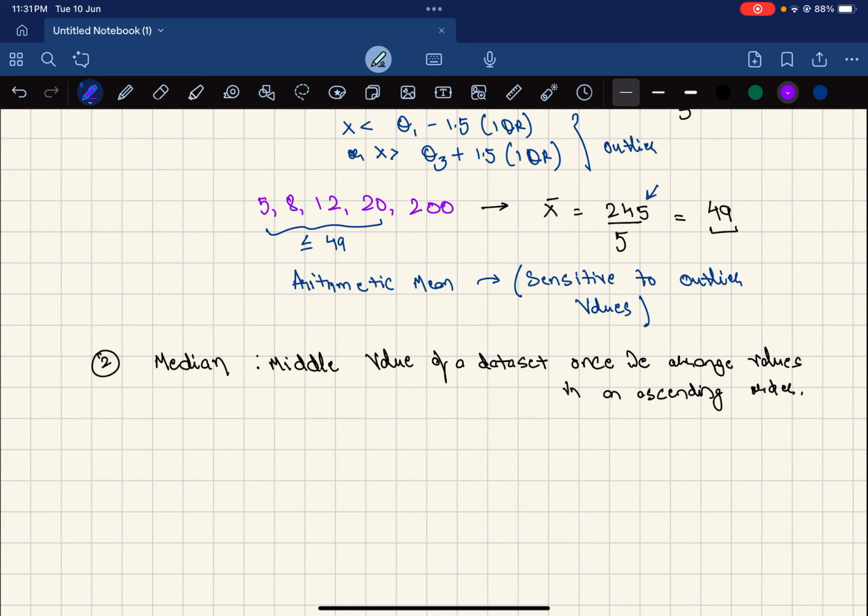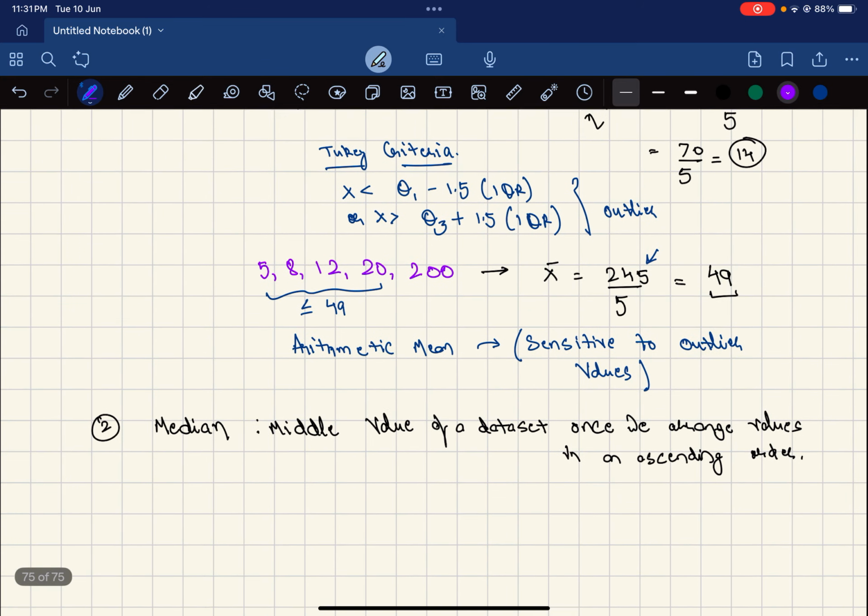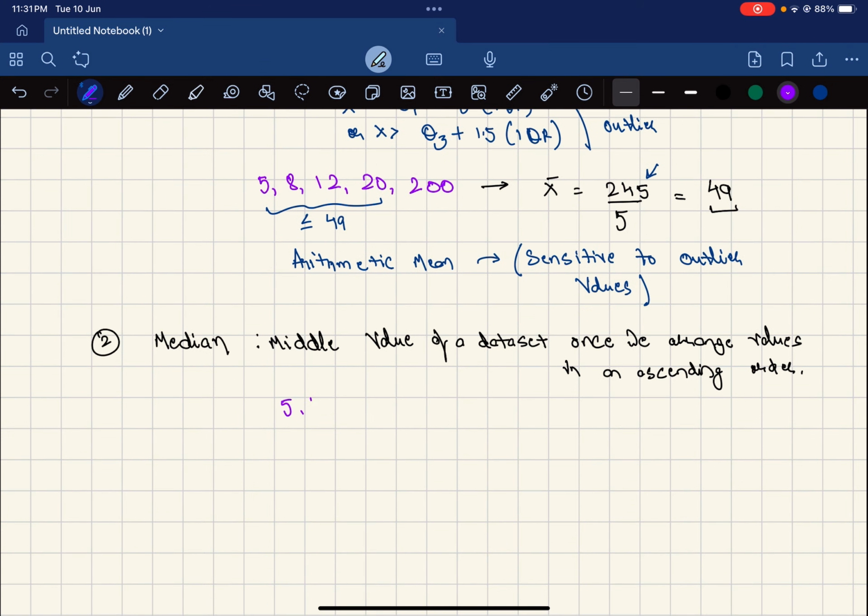Now let us look at the same example. So 5, 8, 12, 20 and 25. Here since the middle value is clearly 12, therefore median is 12.